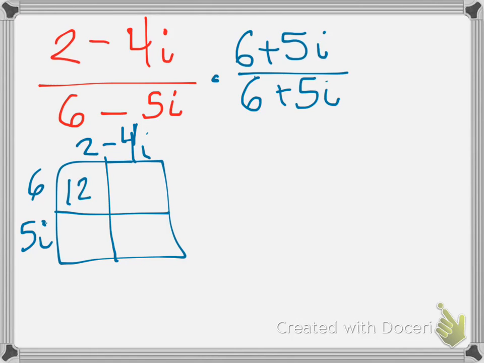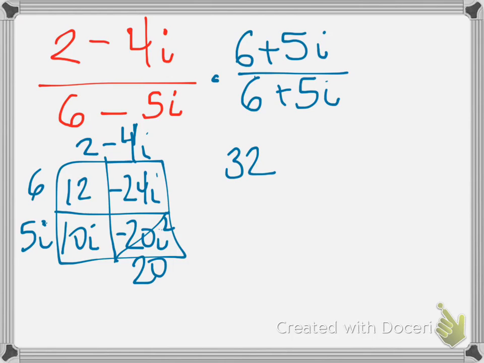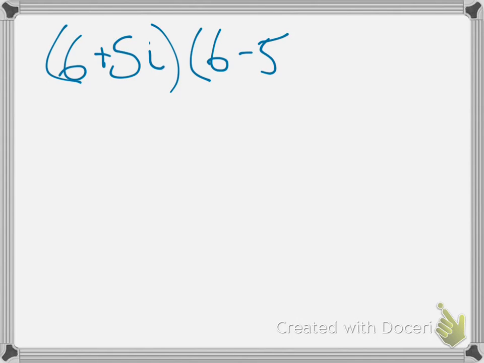So that becomes 12 minus 24i, and then we get 10i down here, and then minus 20i squared, which, remember, i squared is negative 1, so this all becomes 20 here once we simplify it. And then when I combine these, 12 and 20 make 32, and then 10i and negative 24i make negative 14i. And then I'm going to divide by what I get when I multiply 6 plus 5i times 6 minus 5i.